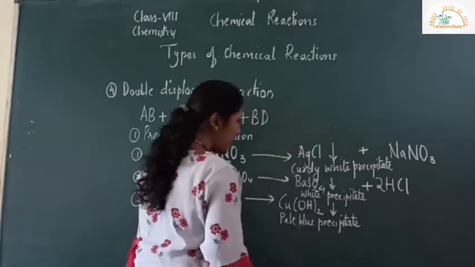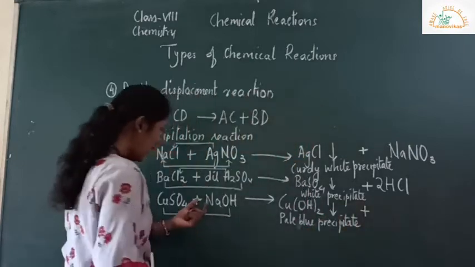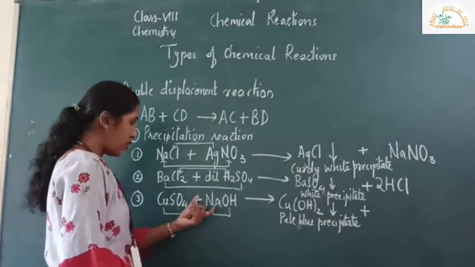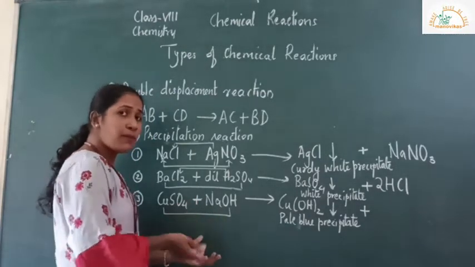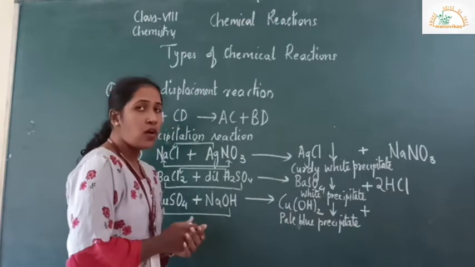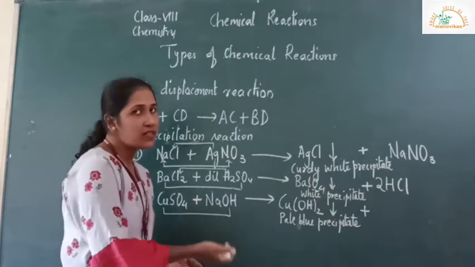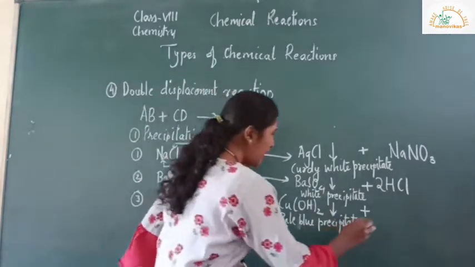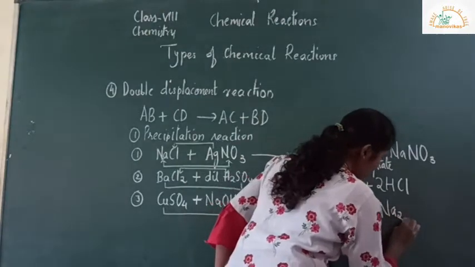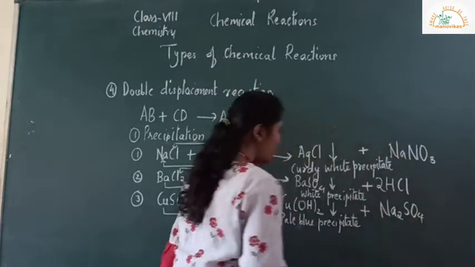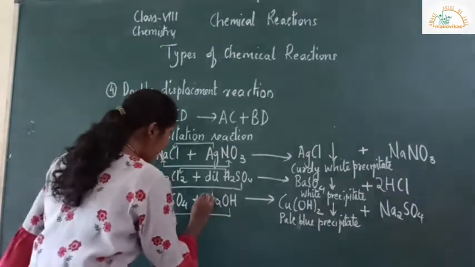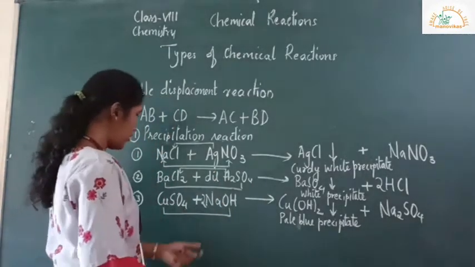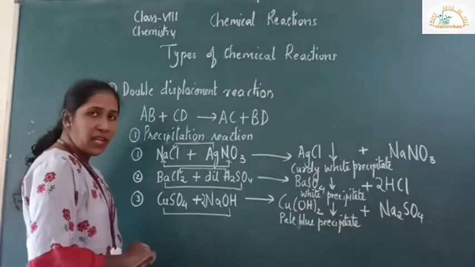So precipitate is given with the downward arrow, plus I will get the soluble salt. Now here we know from the formula it is sodium sulfate. Now suppose you don't know the formula of sodium sulfate, then go with the crisscross method. So it will be Na2SO4. So now check if the equation is balanced. The equation is not balanced, so we need to balance it. So now the equation is balanced.